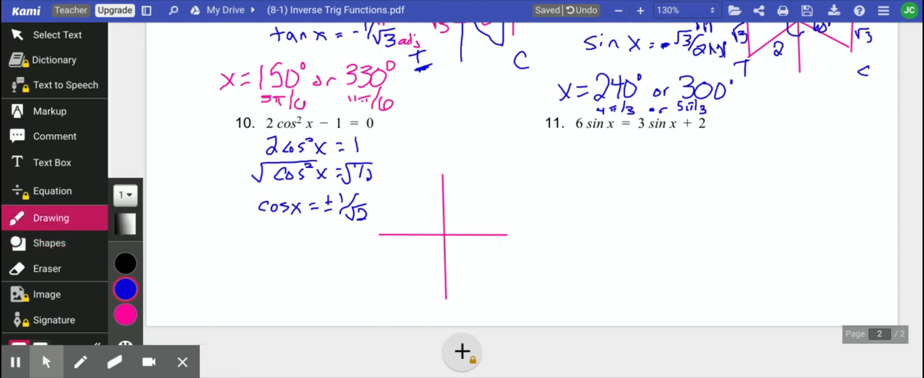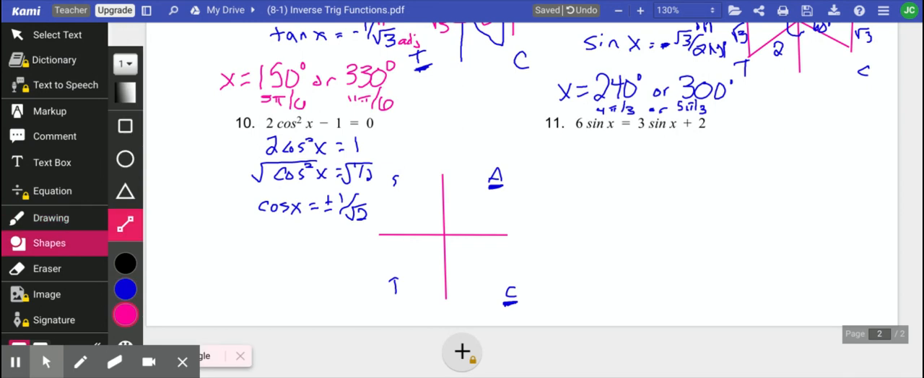Okay. Remember that all students take classes. This means they're all positive in the first quadrant. Cosine's positive here, which means cosine's negative in the other two. But I have cosine as plus or minus. So if cosine is positive, that means I'm either in the first quadrant or the fourth quadrant. And if cosine is negative, that means I'm either in the second quadrant or the third quadrant. So this one, I'm actually going to draw 4 different triangles.